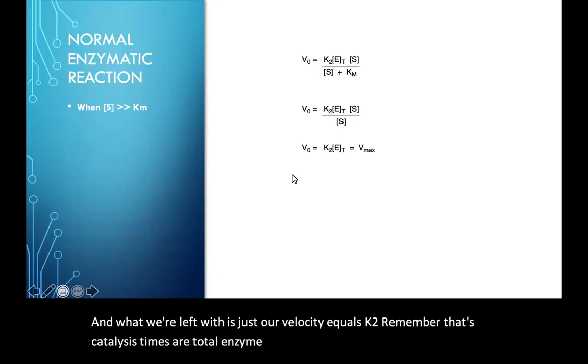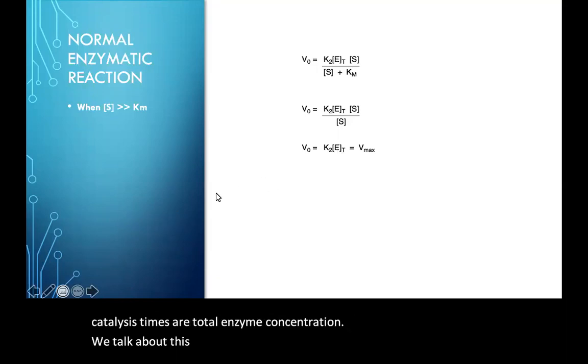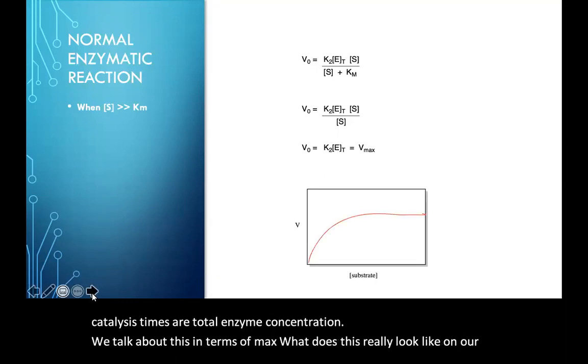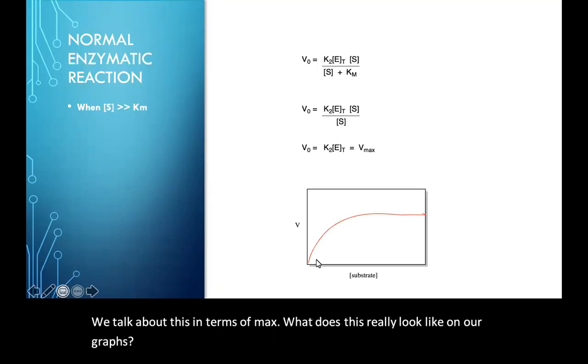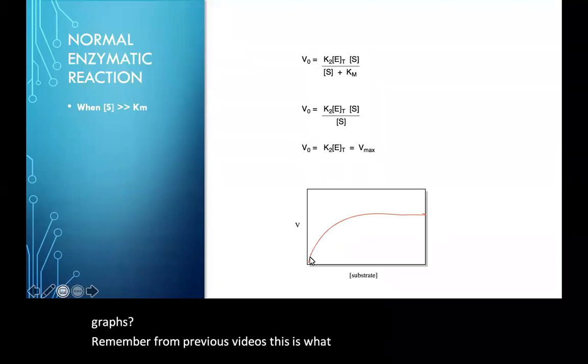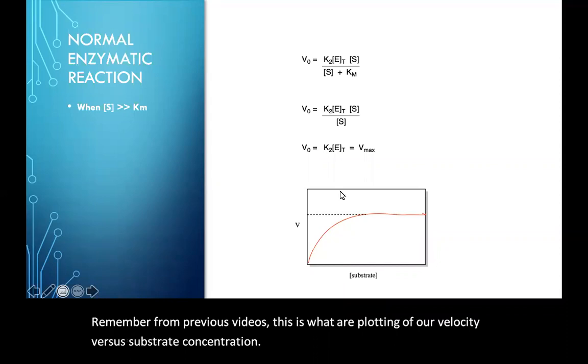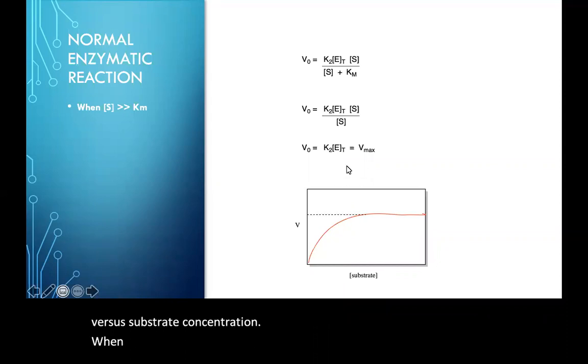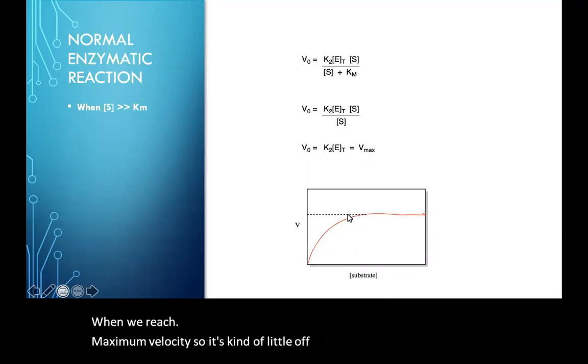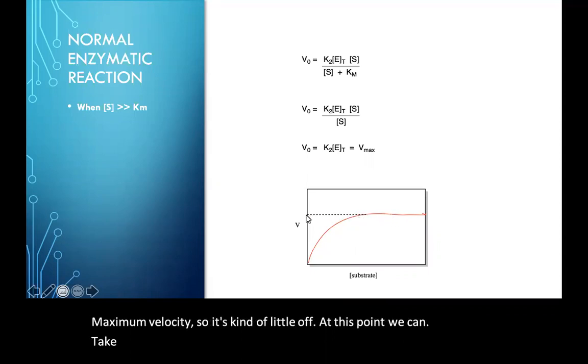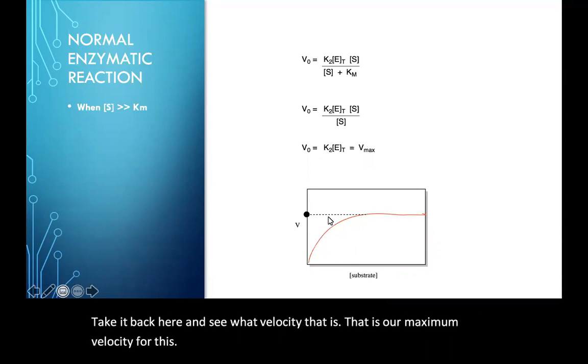Okay, we talk about this in terms of Vmax. What does this really look like on our graphs? Well, remember from previous videos, this is our plot of velocity versus substrate concentration. When we reach maximal velocity, so it's kind of leveled off at this point, we can take it back here and see what velocity that is. That is our maximal velocity for this reaction, okay?